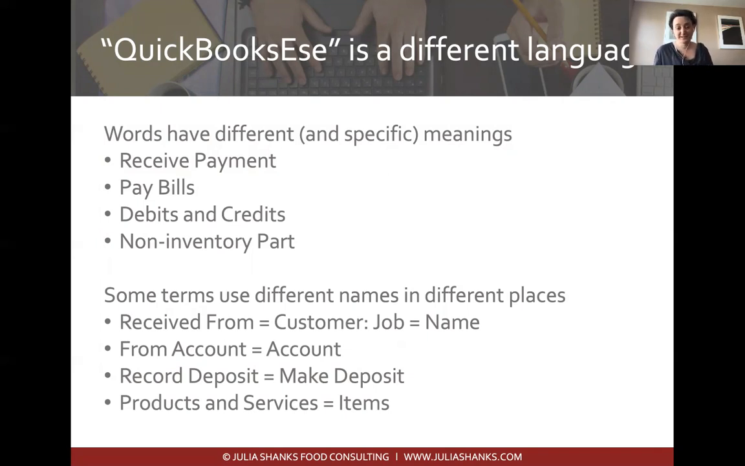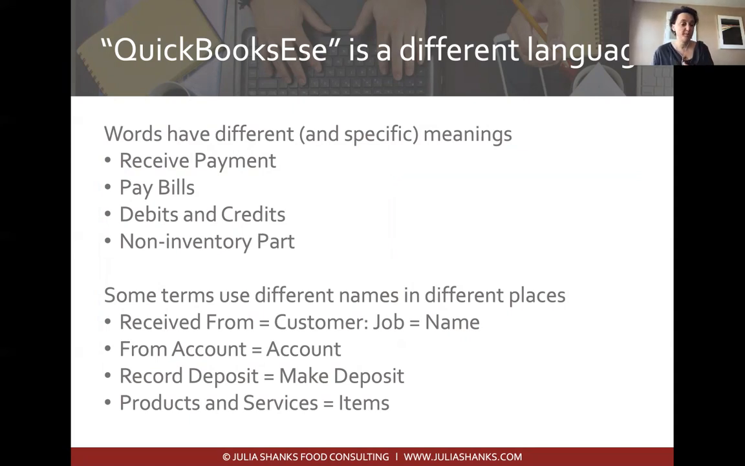And then they get really fussy on you. They use different terms in different places for the same thing. As an example, if you're making a deposit, it may say received from, which would be the customer. If you're creating an invoice, it's not received from, it's the customer job. Or in another place, it might be name. Depending on what kind of transaction you're doing, whether it's a deposit, an invoice, or an expense, it may look different. It might have different names. So you have to understand which ones are which. In some places it says record deposit. In some places it says make deposit.